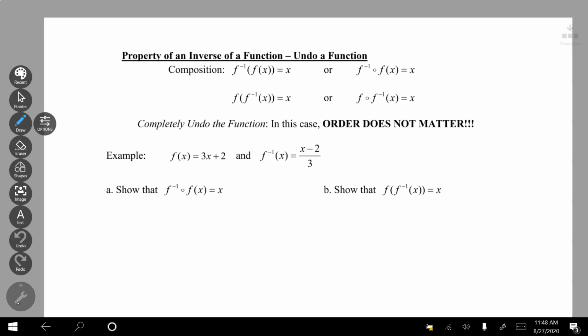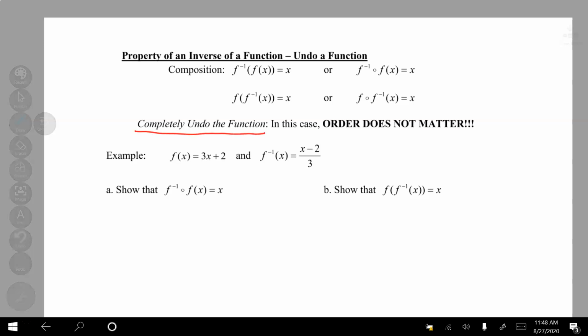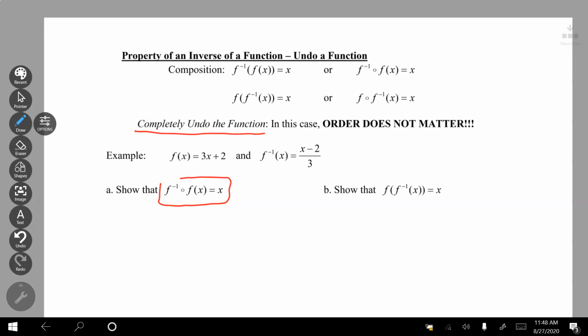So what is the purpose of an inverse? The purpose is to undo the original function, and the order doesn't matter. I don't care if you take f and put it in the inverse, or take the inverse and put inside of f. It doesn't matter. Everything will cancel out. You get x left over. So I'm going to do this one first, where I take the function and I put it inside the inverse.